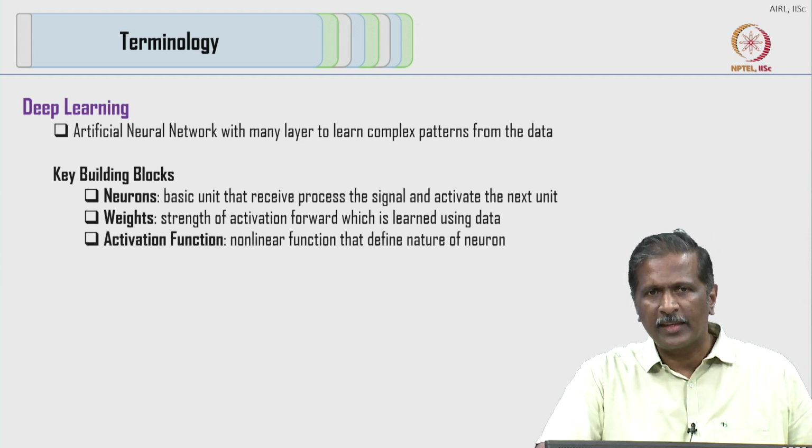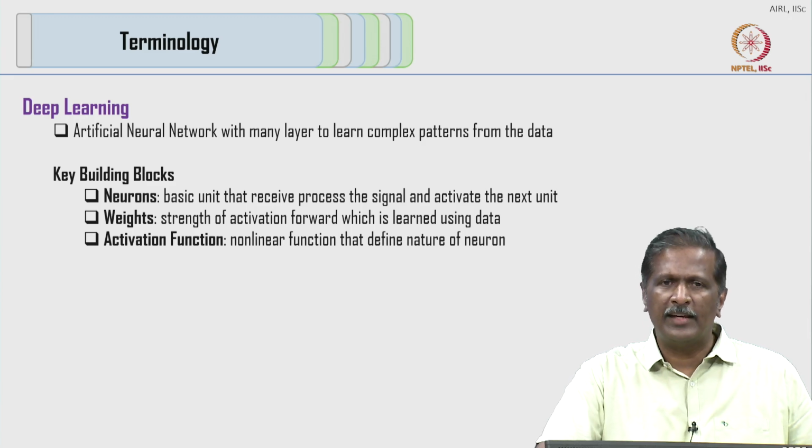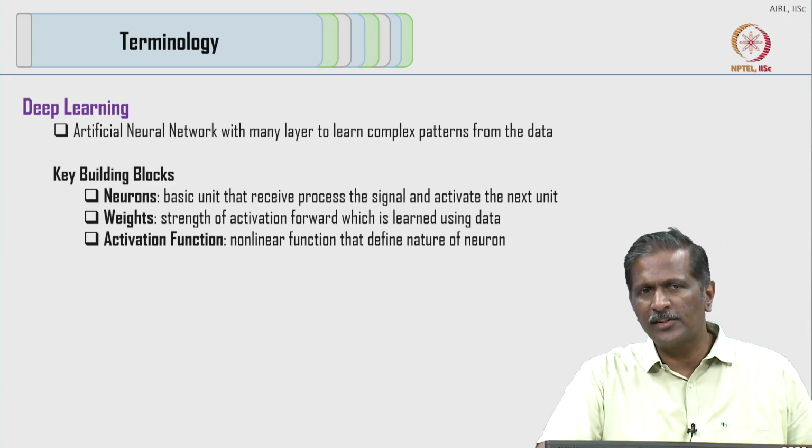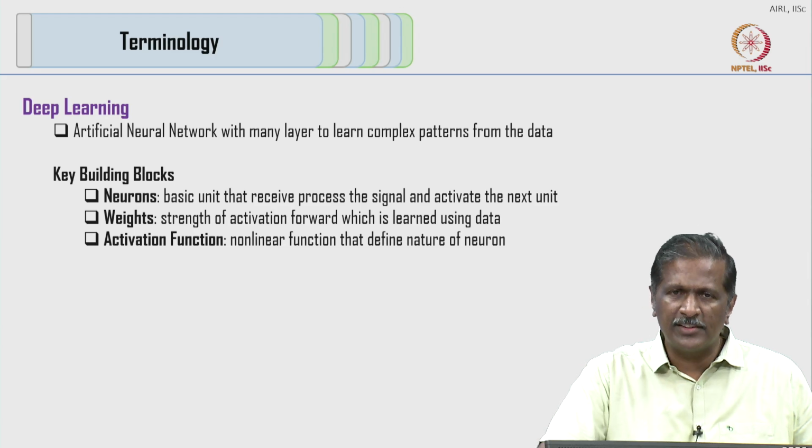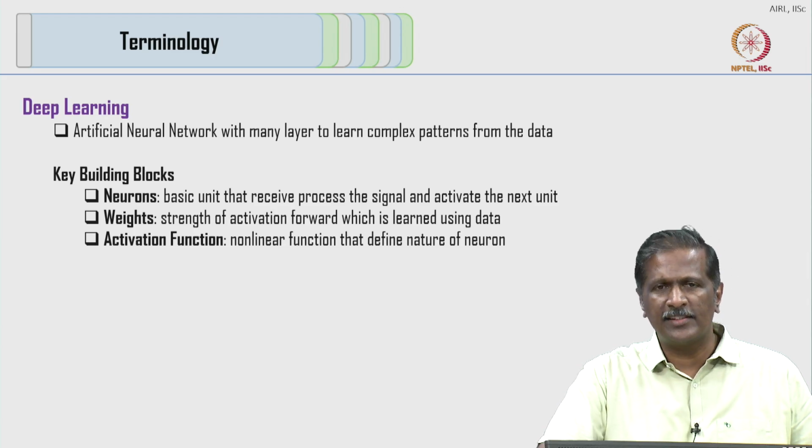Activation functions: it's a nonlinear function that defines how the neurons behave. We have discrete functions, we have continuous functions, different functions are available. Why these functions are selected, which one is suitable for the problem, we will be discussing in this module in detail.